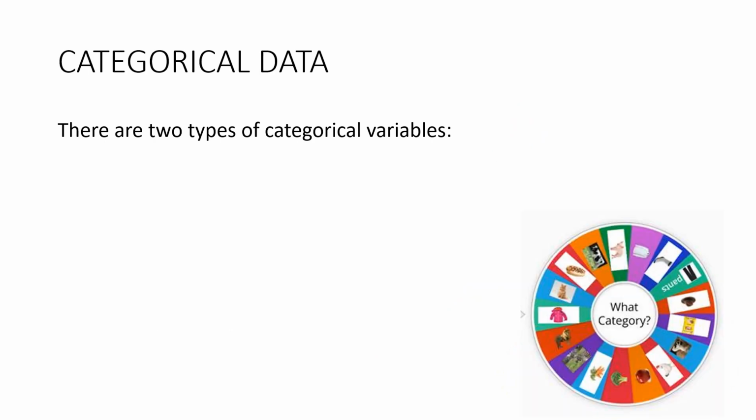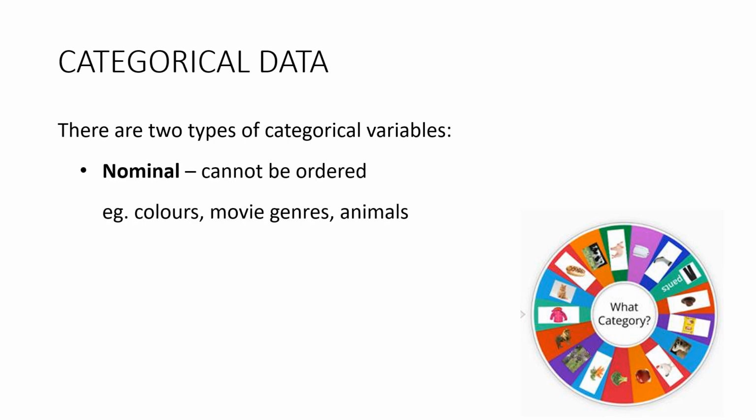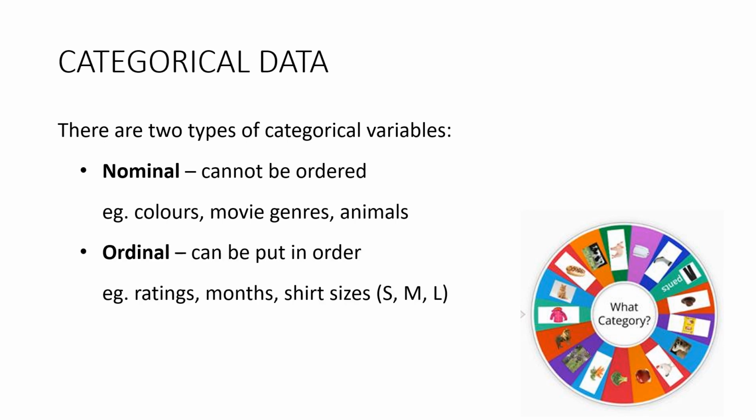There are also 2 types of categorical variables, and this you may not have covered in junior school. So there's nominal data, and this means it can't be ordered. So if I say what's your favorite color or favorite animal or favorite movie, that's nominal categorical data. And then there's ordinal data, and this is categorical data that can be put in order. So for example, ratings, how much did you enjoy this meal? Or months, or shirt sizes.